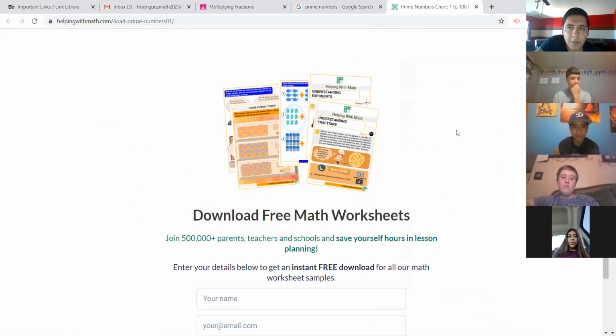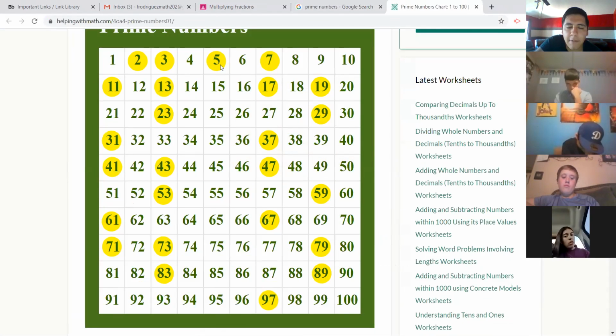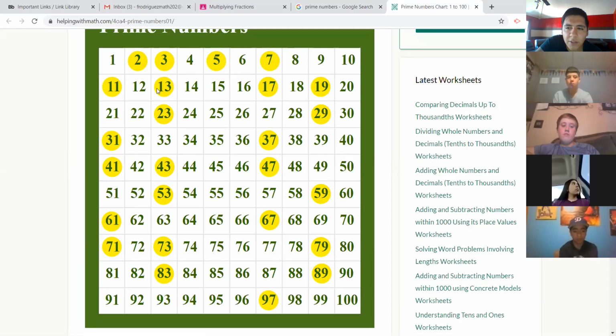3 at the beginning, which is 2, 3, and 5, okay? But of course, 7, 11, 13, 17, 19, 23, and so on, okay? So what is one thing you guys can tell me, what do you guys notice about all the prime numbers on this chart?